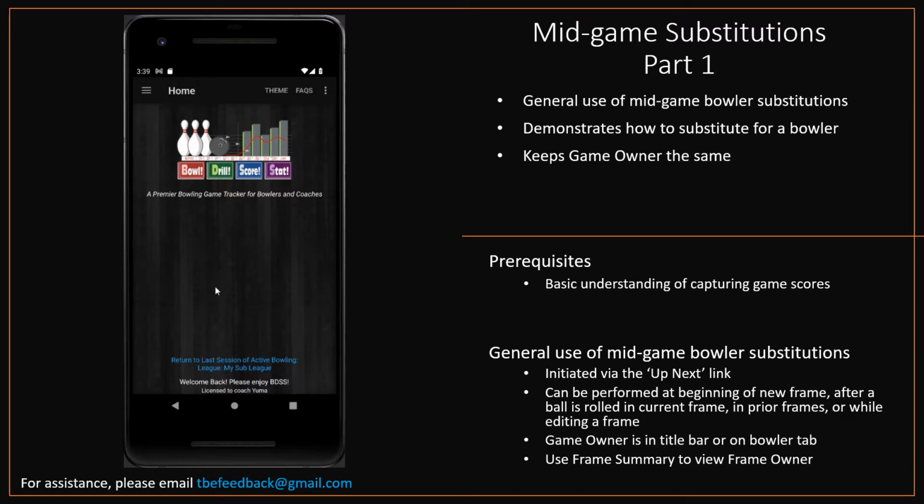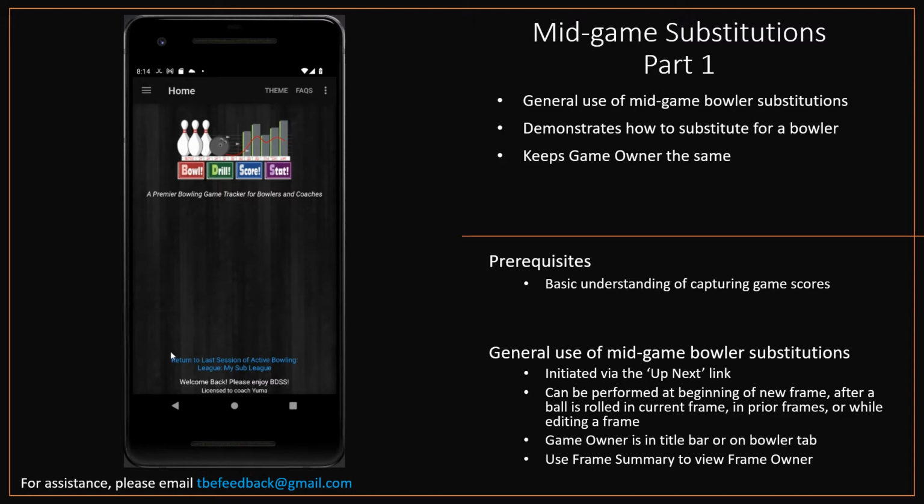This is a 2-part video series on mid-game substitutions, and in this video I'm going to show you the general use of mid-game substitutes, where you can substitute a bowler mid-game while keeping the same game owner. In part 2, I'll walk you through changing the game owner. It's a very similar process, except changing a game owner has certain implications you should be aware of. Mid-game substitutes are supported for league, tournament, and open bowl, and for both regular and no-tap bowl. The process is the same for all types of bowling.